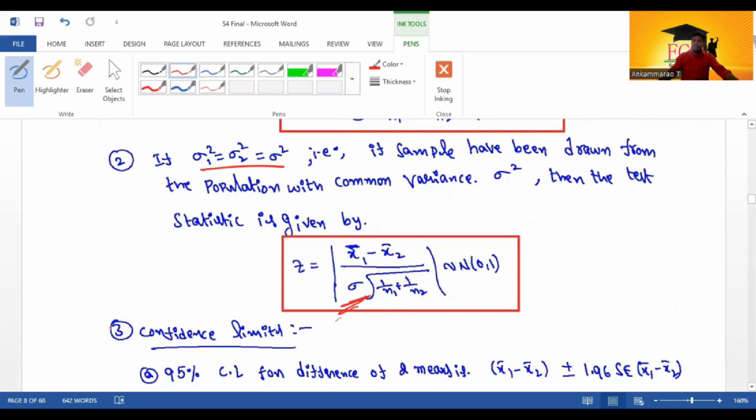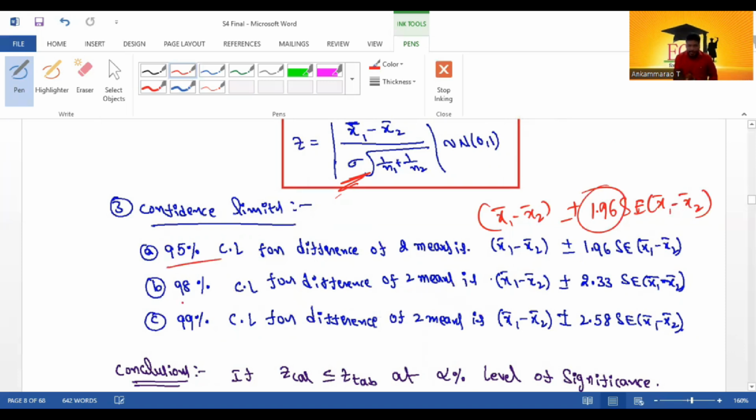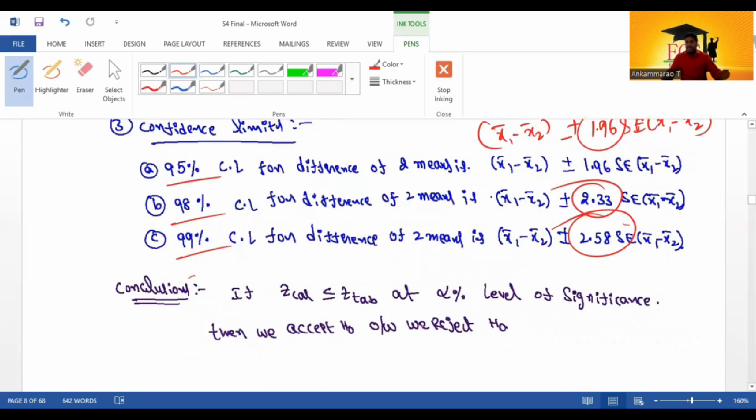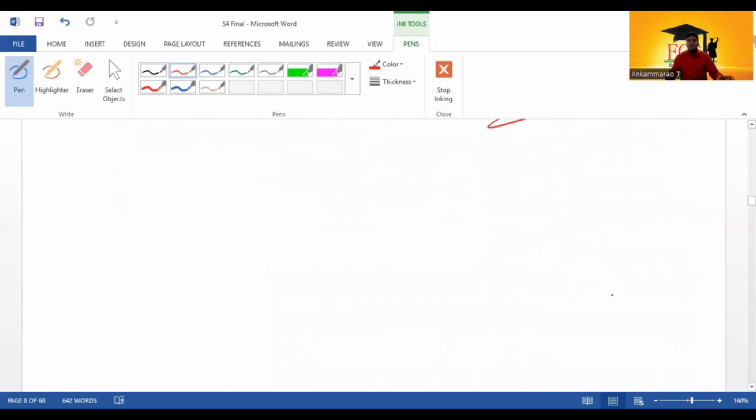Next, confidence limits: 95% confidence limits are x1 bar minus x2 bar plus or minus 1.96 into standard error of x1 bar minus x2 bar. All of this is common. Only the 1.96 changes: at 95% it is 1.96, at 98% it is 2.33, and at 99% it is 2.58. After that, conclusion: if z cal is less than or equal to z tab at alpha percent level of significance, then we accept h naught, otherwise we reject h naught. It is a test for two means.